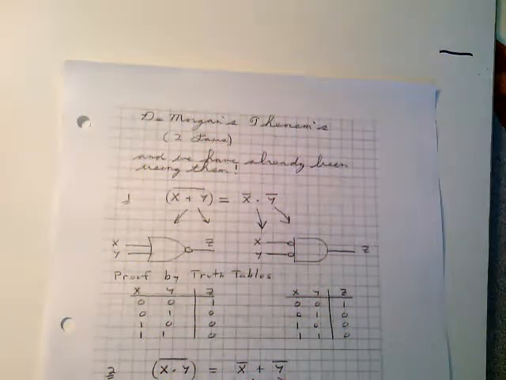Hello, this lecture will cover pages 67 through 71 of my lecture notes. Please print those pages out and have them in front of you as I present this lecture on Describing Logic Circuits, Part F, DeMorgan's Theorem.